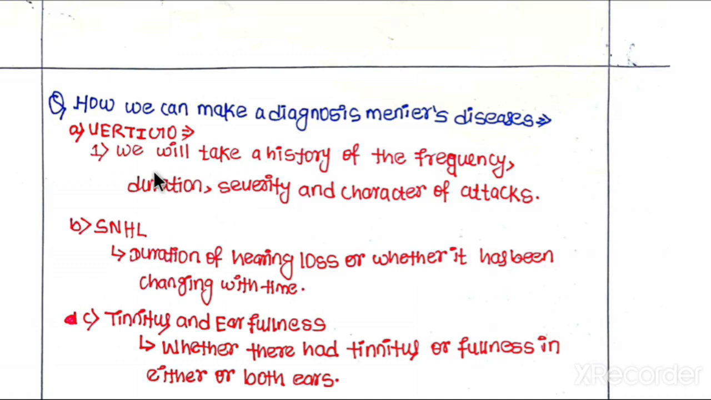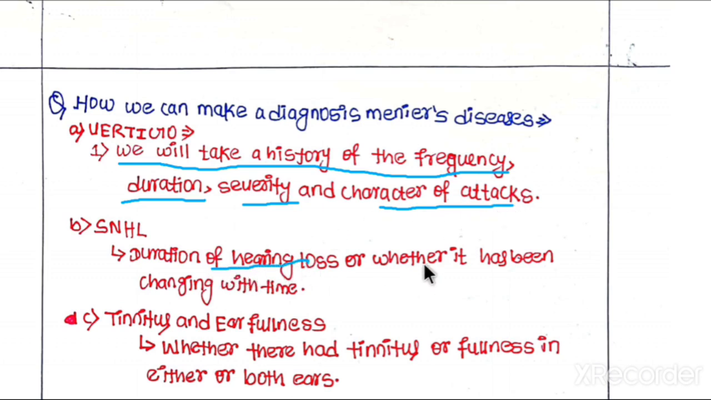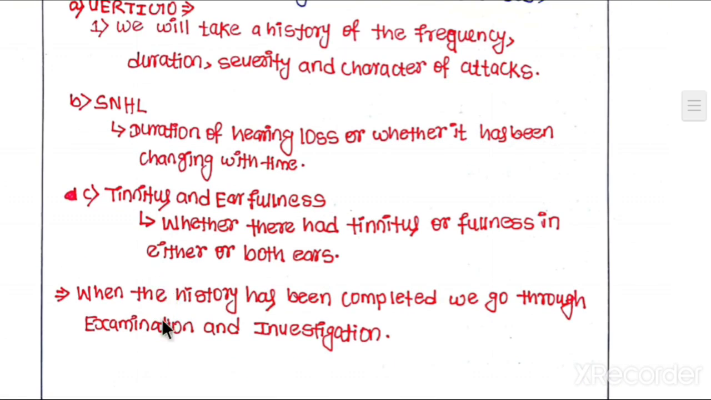For vertigo, we take a history of the frequency, duration, and severity characteristic of vertigo attacks. Duration of hearing loss, whether it has been changing with time or not, for sensorineural hearing loss, and whether there has been tinnitus or fullness in either or both ears. For the tinnitus or ear fullness, we ask these types of questions. When we have asked about these three symptoms and the history has been completed, we go through examination and investigation.